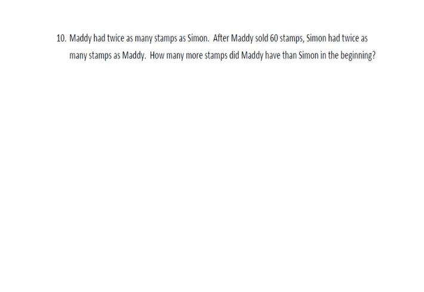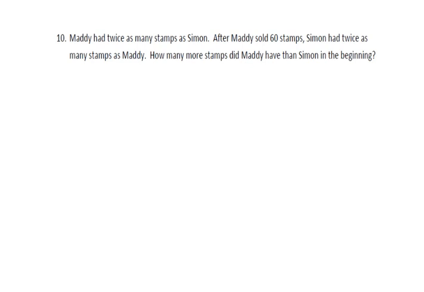In problem number 10, Maddie has twice as many stamps as Simon. Maddie sells 60 stamps. And then Simon has twice as many stamps as Maddie. Well, how many more stamps did Maddie have than Simon in the beginning? Well, this might lend itself to the kind of diagram that we set up for some of the earlier problems.